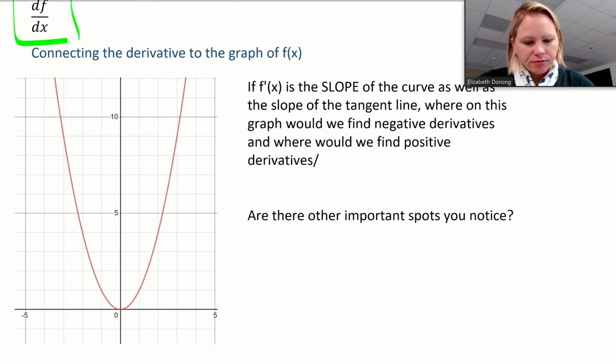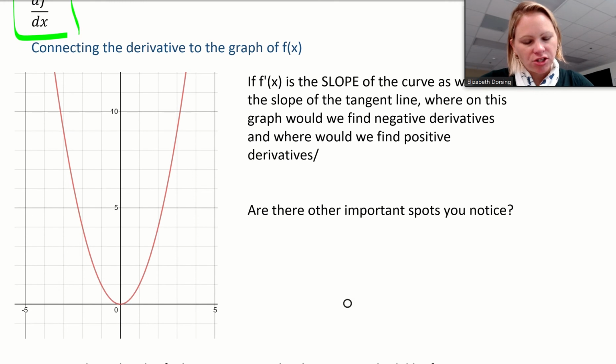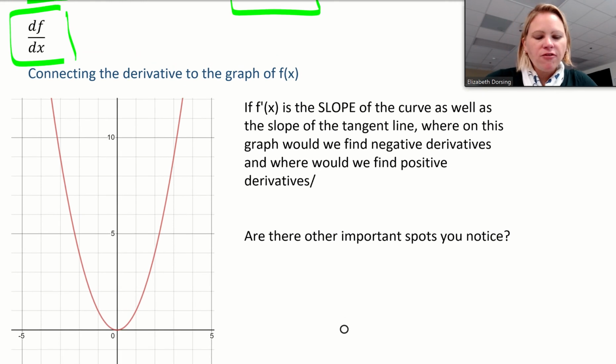So let's go ahead and make a connection here. If f prime of x is the slope of the curve as well as the slope of a tangent line, where on this graph would we find negative derivatives and where would we find positive derivatives? So are there other important spots that we would notice?